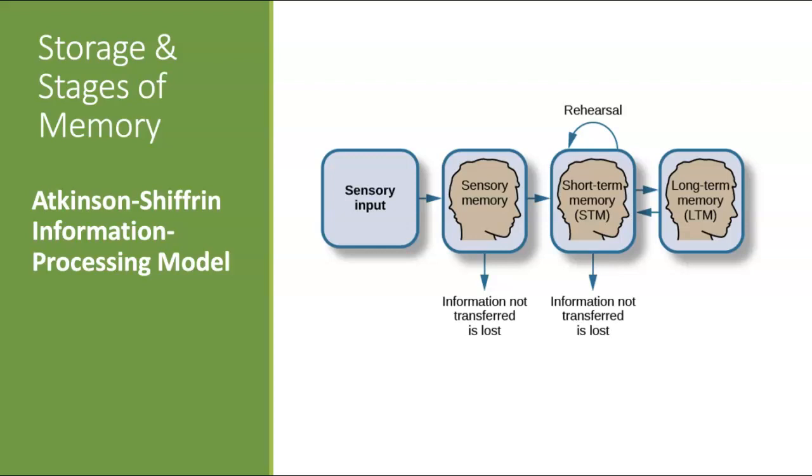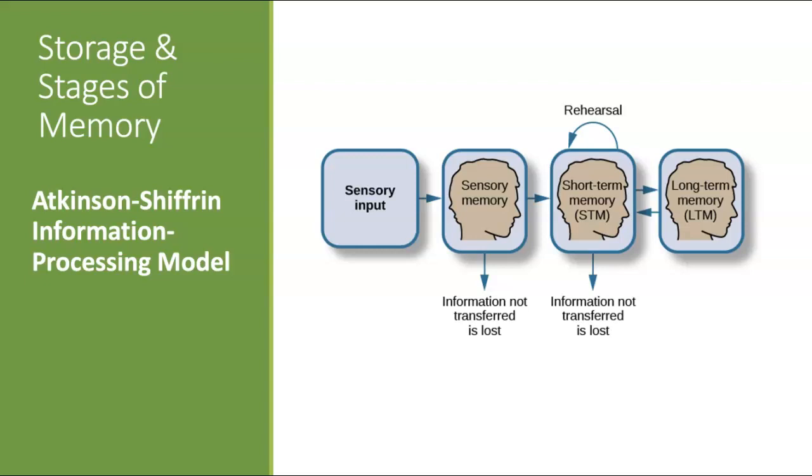Okay, so in this video, we are going to look at the Atkinson-Shiffrin information processing model. This is one of the main models of memory. It is the one that has been the most accepted over the past several decades.